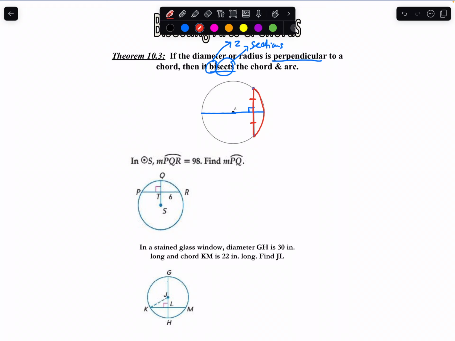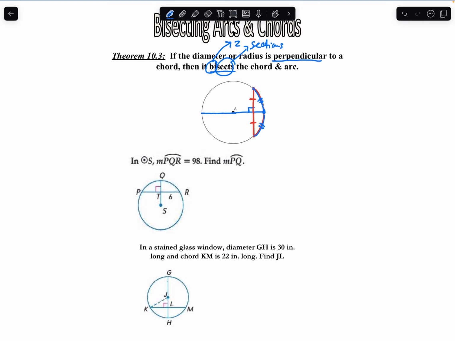Let's do this in different colors. From here to here, this section will be the same measure as this section. The perpendicular part cuts everything into two parts, the chord and the arc. So let's look at an example.